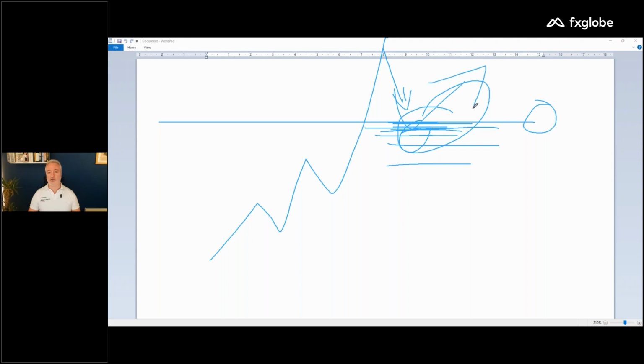And so we would be looking to identify that area because that's where we would expect the market to have a reaction. We would expect price action to have a reaction in that area. And the same goes for on the way down.